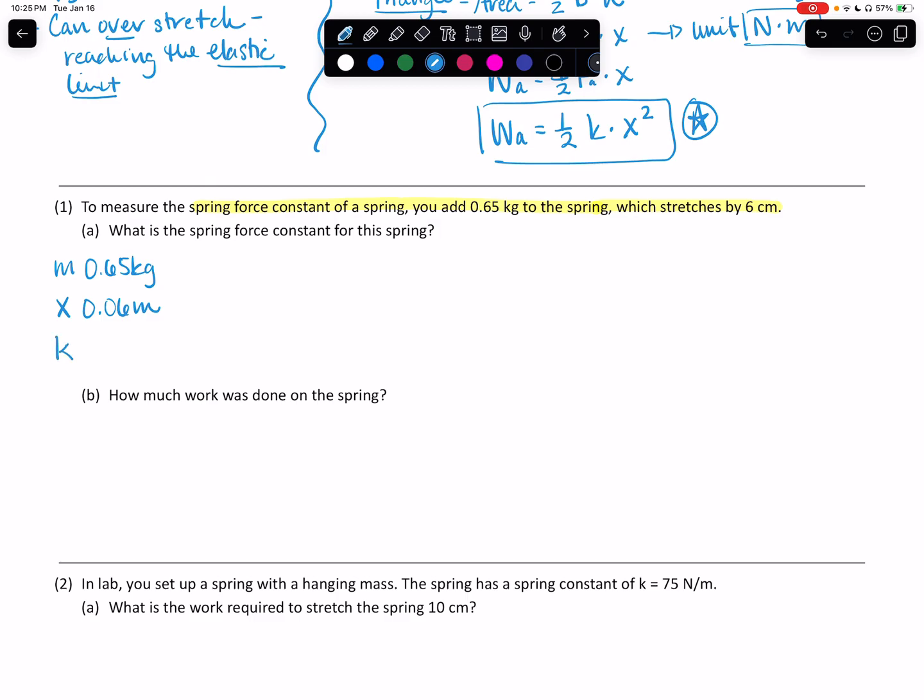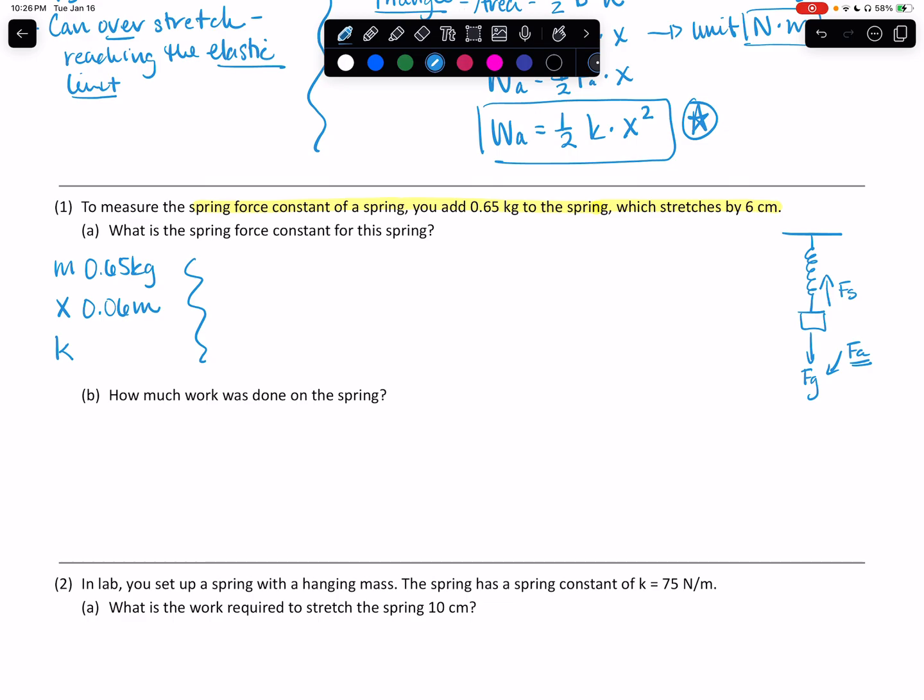Now we're going to assume this particular setup, where we've got a vertical spring hanging from some sort of hook or rod, and then we have added mass to this bottom piece. That means we're going to have a gravitational force pulling down, opposing that spring force that's trying to pull the spring back up. So that means my applied force here is going to be that Fg value.